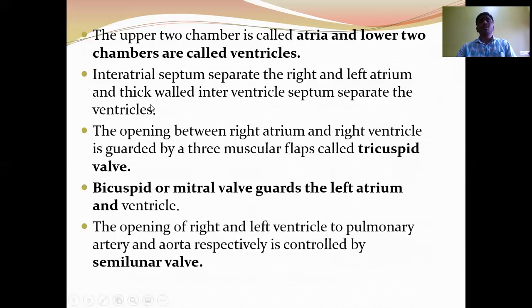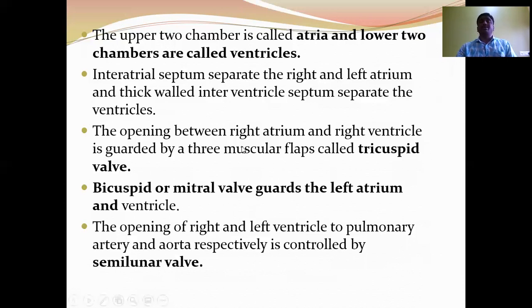Next, there are four chambers in the heart. The upper two chambers are called atria and the lower two chambers are called ventricles. The atria are the receiving chambers and the ventricles are the pumping chambers. The two atria, left and right atria, are separated by the interatrial septum.